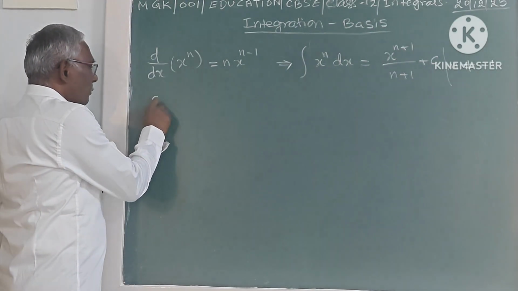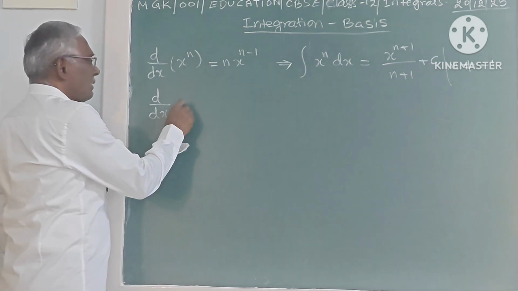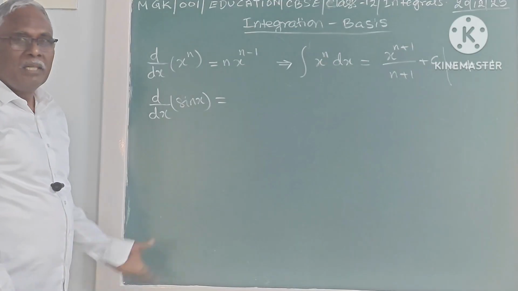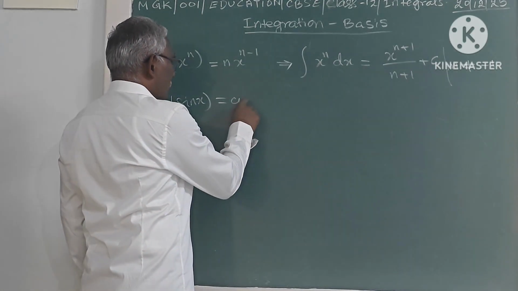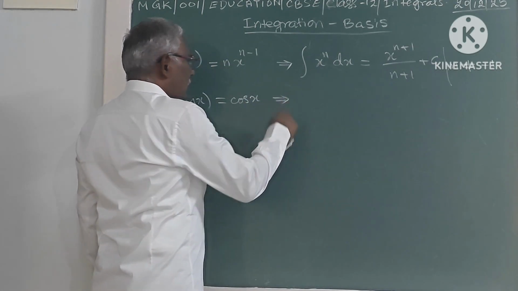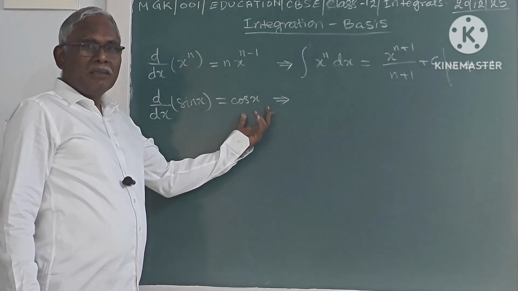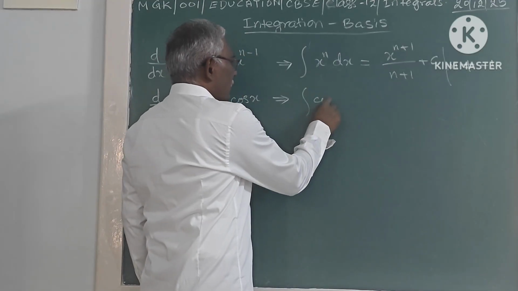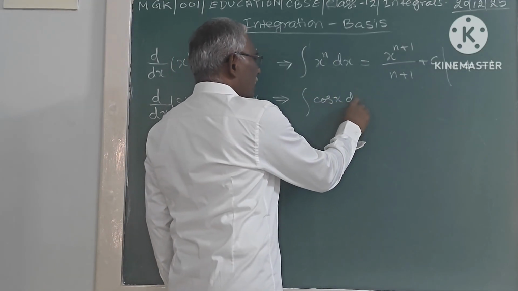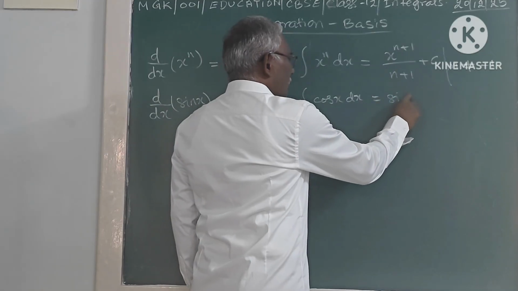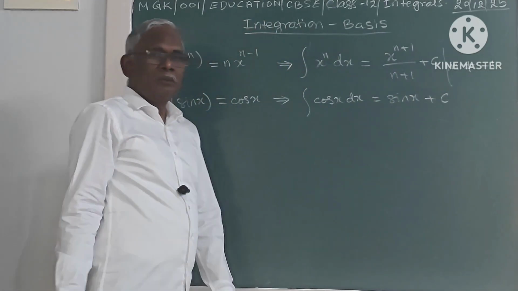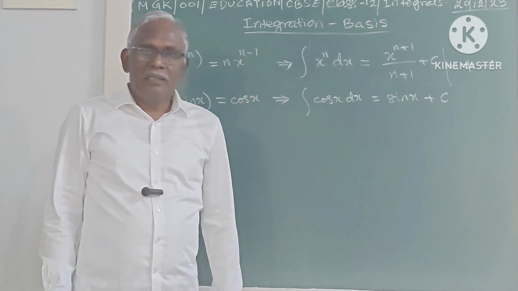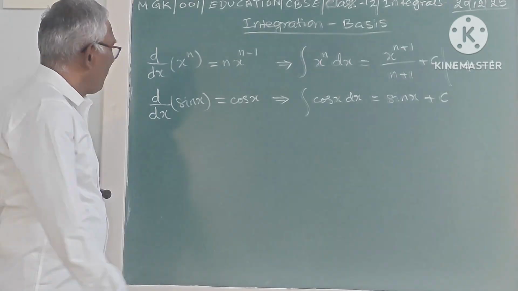If we differentiate sin x, what will come? Cos x. That means if we integrate cos x, we will be getting sin x. So integral of cos x with respect to x, that is dx, is equal to sin x plus constant. I already told you integration is the inverse process of differentiation.